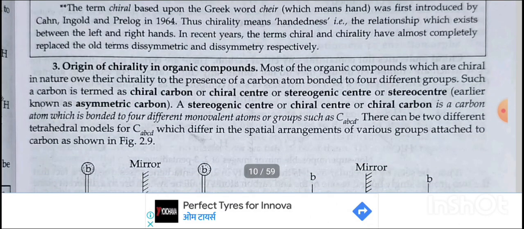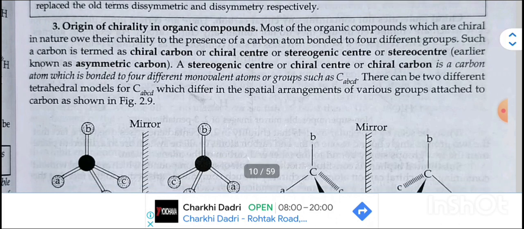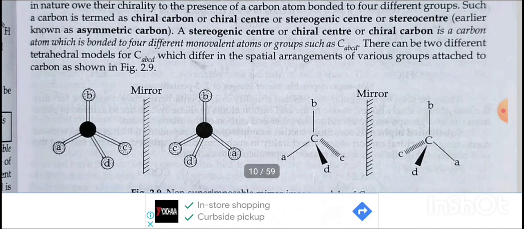Origin of chirality in organic compounds. Most organic compounds which are chiral in nature owe their chirality to the presence of a carbon atom bonded to four other different groups. Such a carbon is termed a chiral carbon, chiral center, stereogenic center, or stereocenter. A stereogenic center or chiral carbon is a carbon atom which is bonded to four different monovalent atoms or groups, such as carbon A, B, C, D.